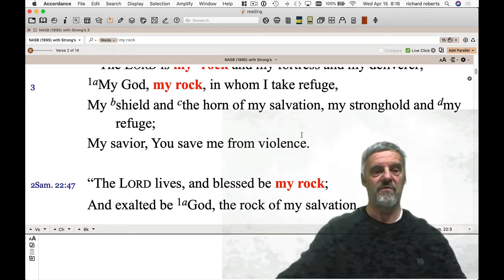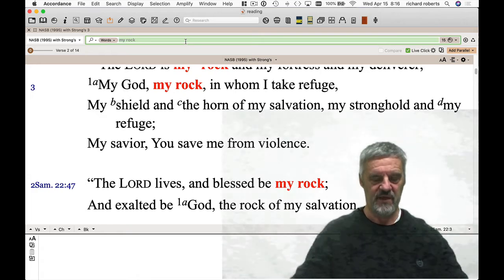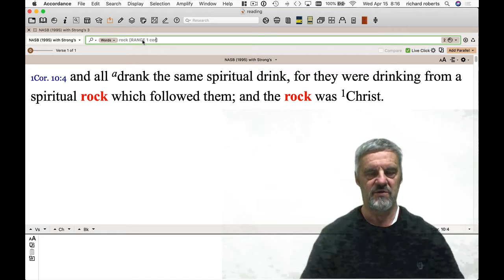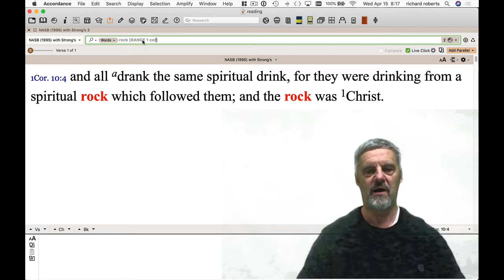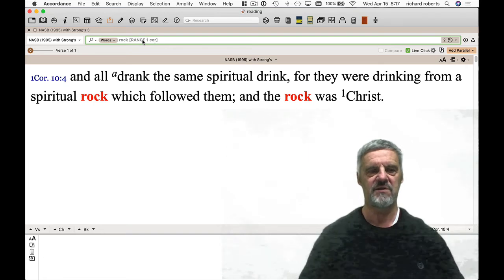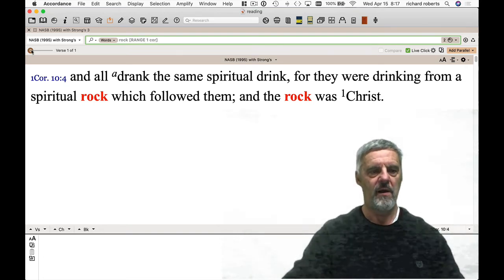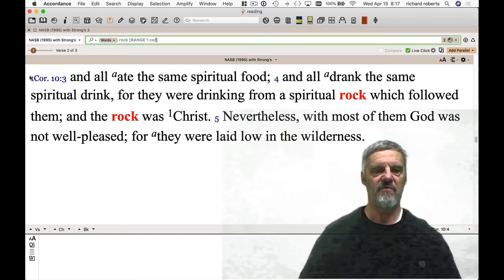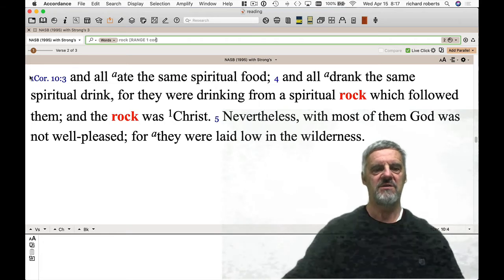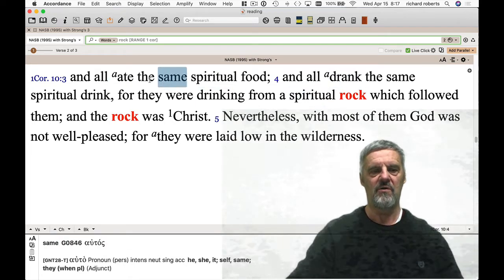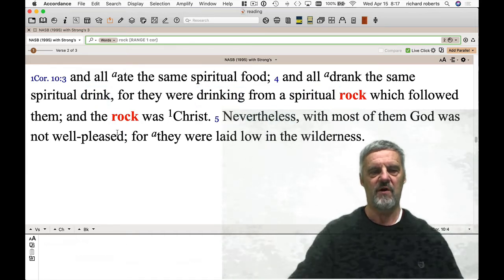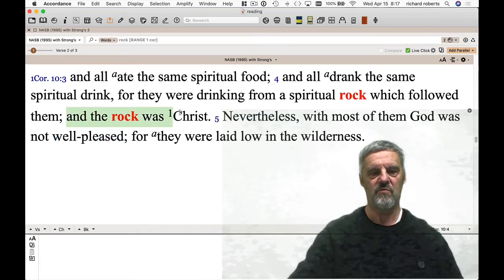I do want to show you one verse in the New Testament that uses the rock imagery that we see in the book of Psalms. It's in 1 Corinthians 10:4, and just to get a little context, we'll start with verse 3. This is referring back to Israel in the wilderness. It says they all ate the same spiritual food, they all drank the same spiritual drink, for they were drinking from a spiritual rock which followed them, and the rock was Christ.